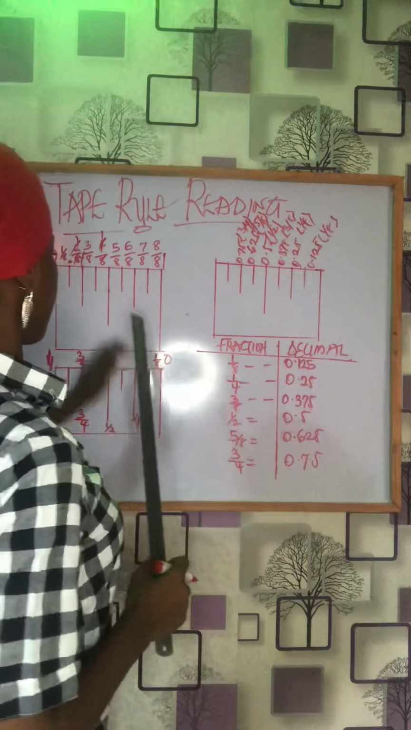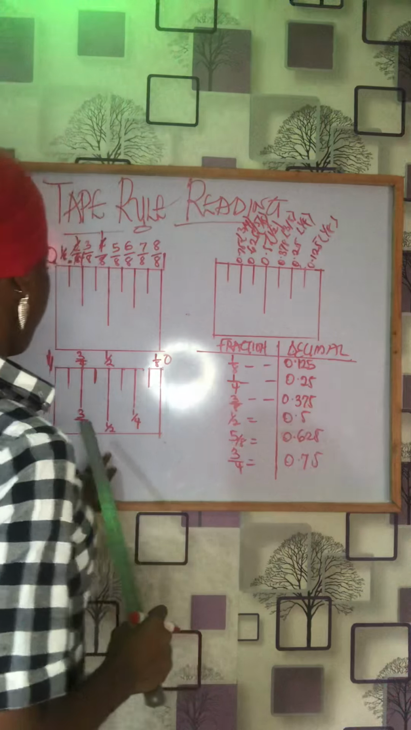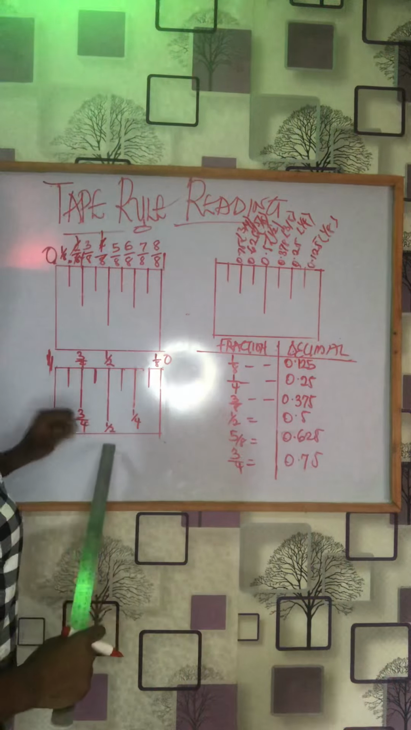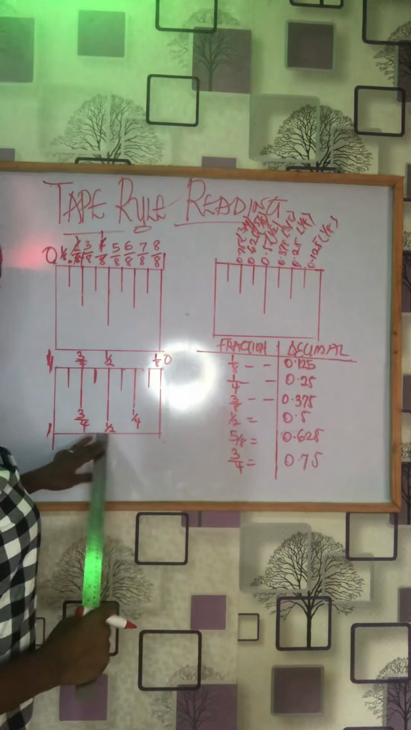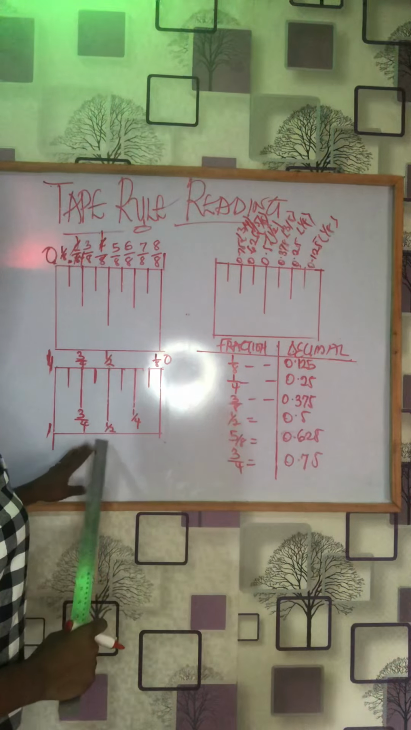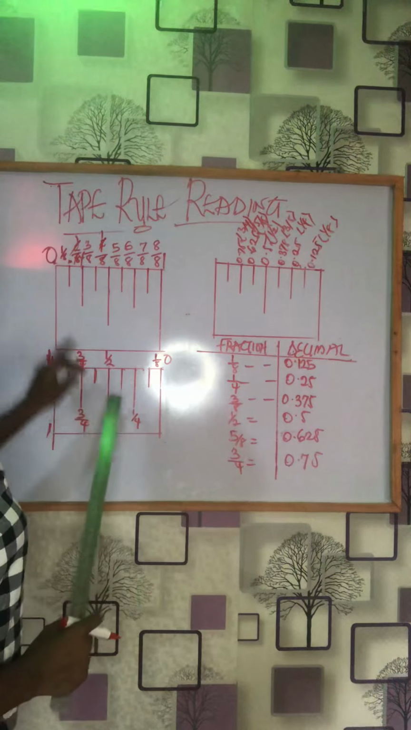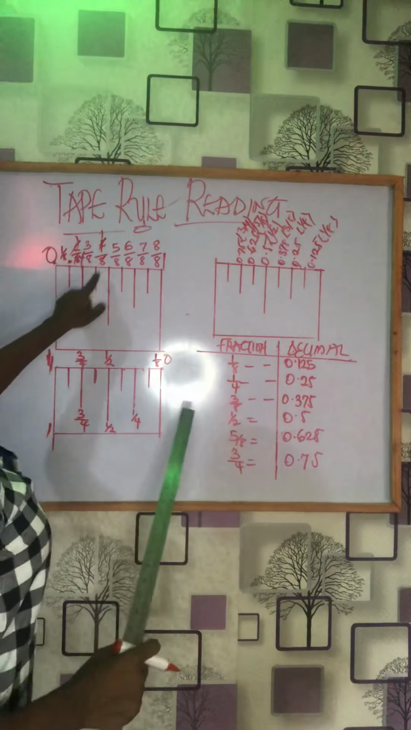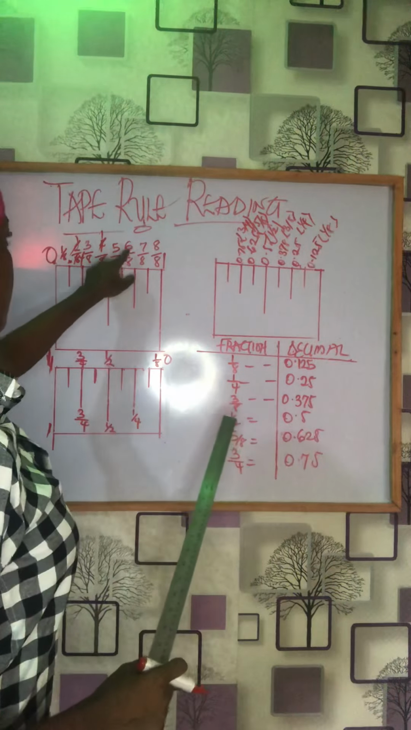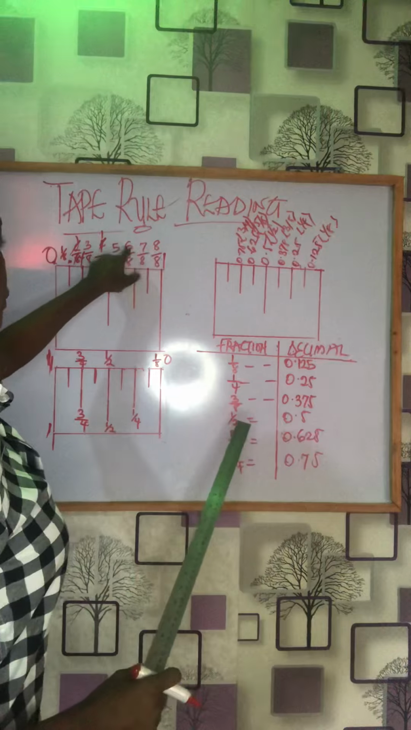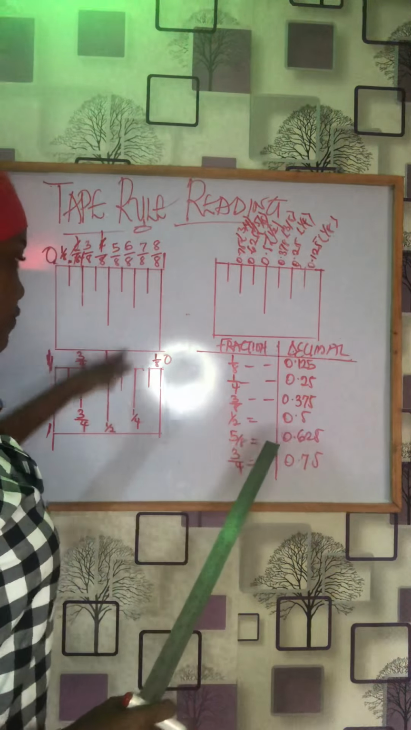3/4. Where do I get my 3/4 from? That is 1/4 in 3 places. 1/4, 1, 2, 3. 1/4 in 3 places will give me 3/4. If I want to use this, it is 6/8. 2 here 3, 2 here 4 will give me 3/4.